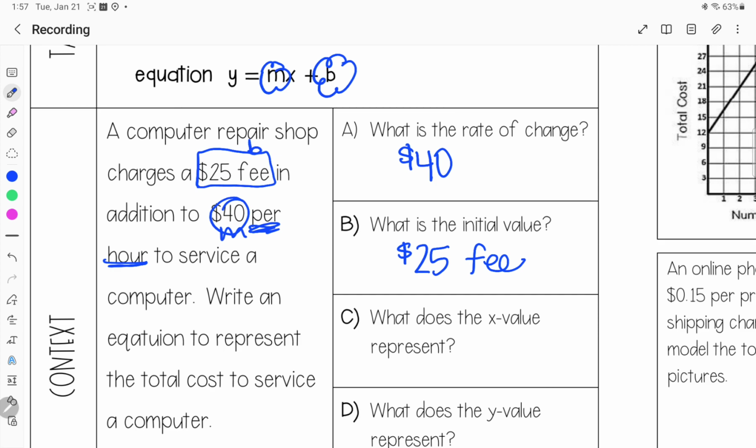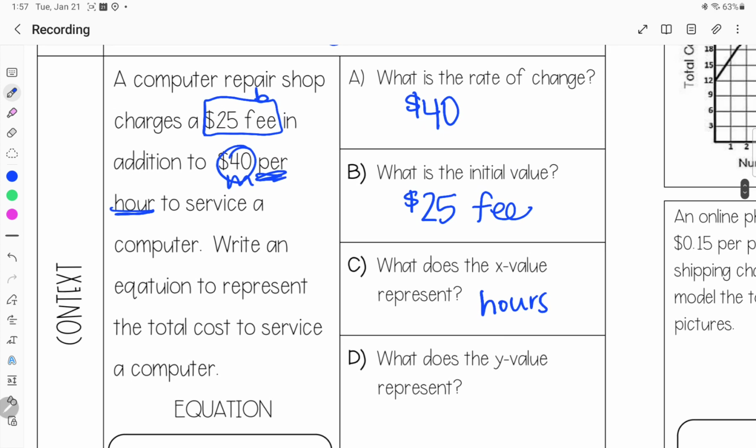What does the x value represent? In our equation, when we write the mx plus b, it's going to tell us how often we're paying that $40. So this tells me that I pay $40 per hour. So our x values are going to represent hours. And then our y value is always going to represent some type of total. So this is going to be the total including the fee.